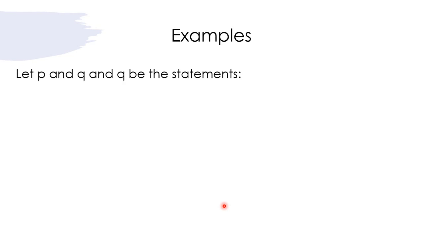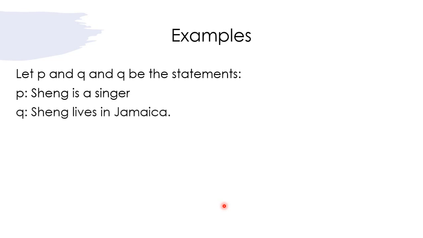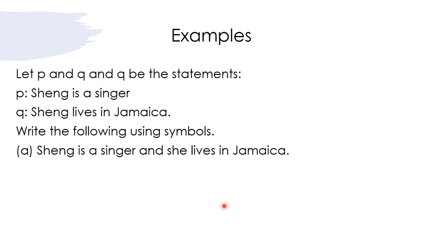So we'll look at some examples. Let P and Q be statements: P is the statement Sheng is a singer, and Q is the statement Sheng lives in Jamaica. Write the following using symbols. So what we want to do here is use the symbols for the conjunction, the disjunction, and the negation.